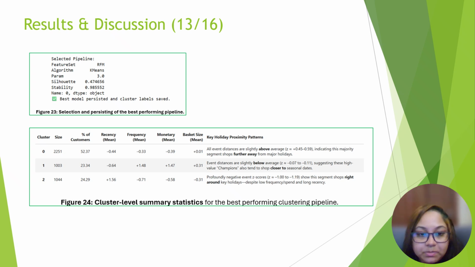Next, we have the results for the segment profiling and persona generation. The best performing pipeline, as detailed in previous sections, was on feature set RFM, which is the classic RFM, then k-means at k equals 3, and silhouette score. This yielded the highest silhouette score and exceptional stability score. So this model was persisted and the cluster labels were saved. Based on this model, the cluster level summary statistics for the best performing clustering model were computed. Then we have the distribution into three clusters, 0, 1 and 2.